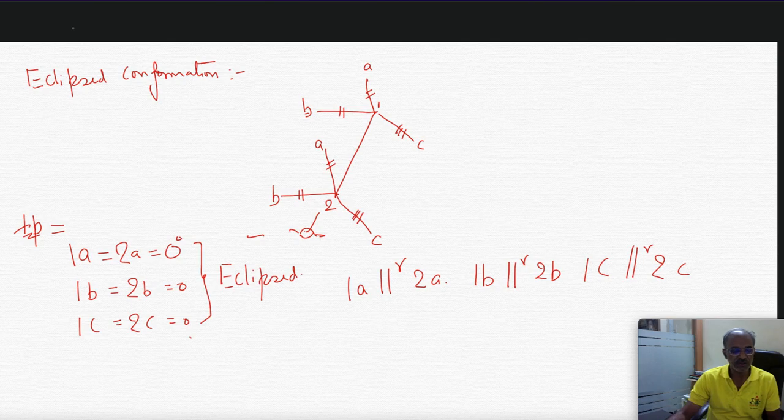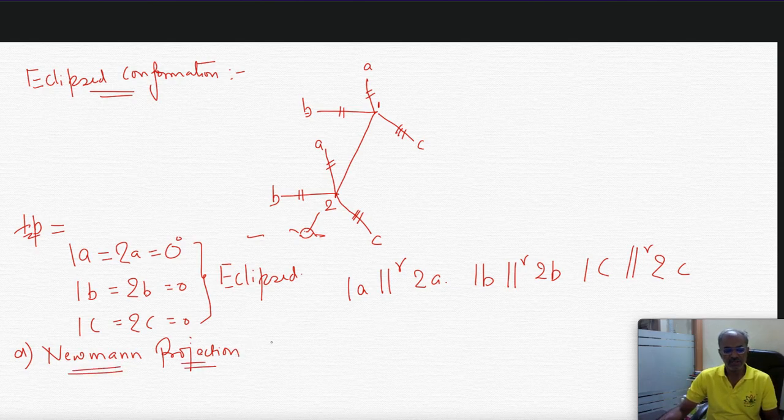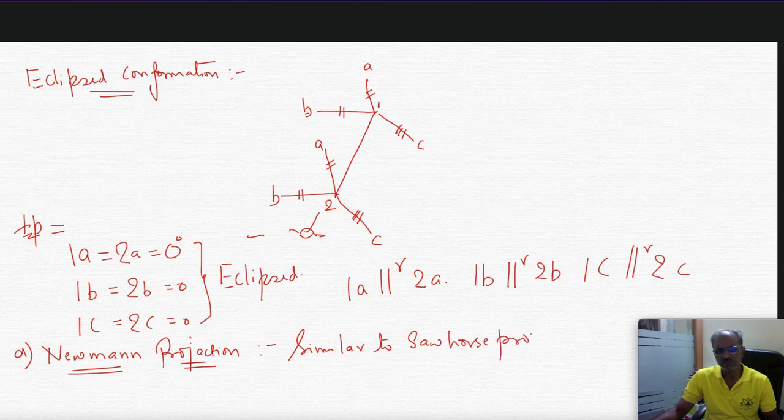Just now we saw Fischer, then we saw sawhorse. In sawhorse we saw eclipsed and staggered conformation. So another and the last one is Newman projection. Right? Now, what do you mean by Newman projection? It is somewhat similar to our sawhorse projection.